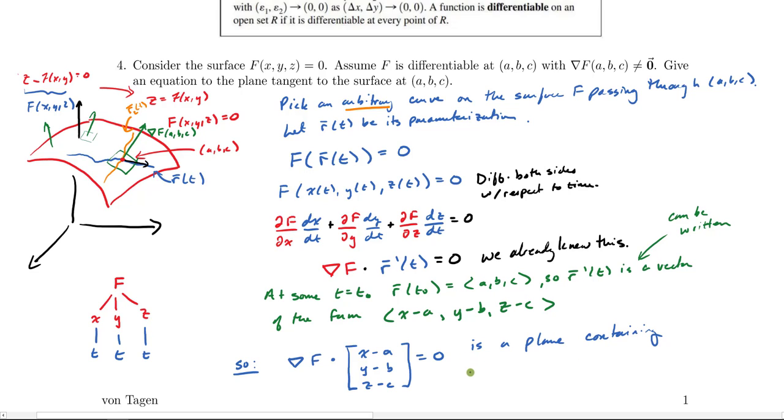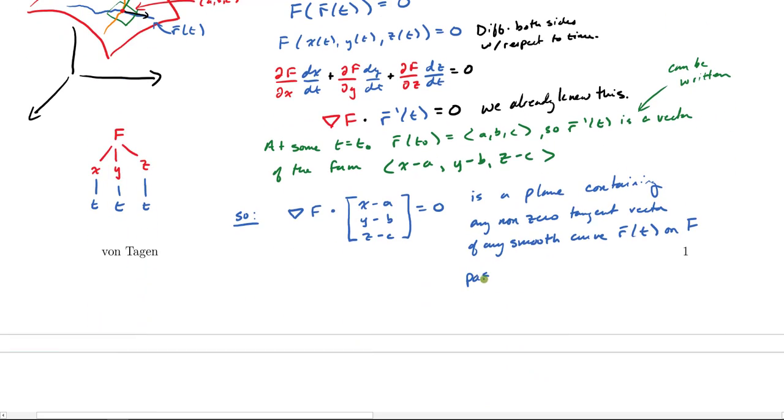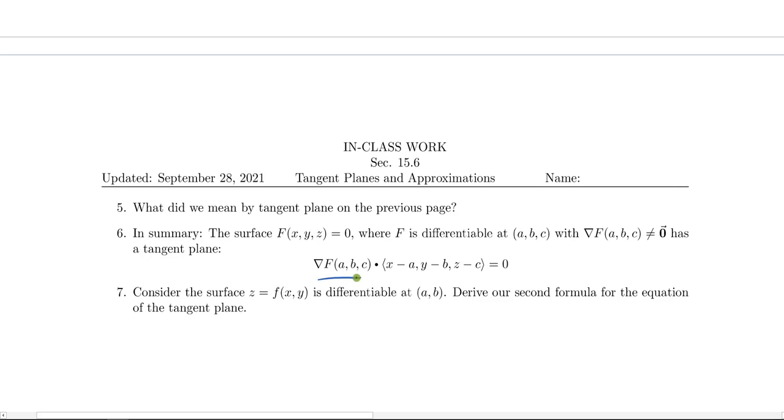So this is a plane containing any non-zero tangent vector of any smooth curve, r of t is how we're writing them, passing through the point a, b, c. So on the surface, passing through the point a, b, c, which is what we were after. So folks, that's how we get this definition of the tangent plane. I hope that helps. Let me know if you have any questions.